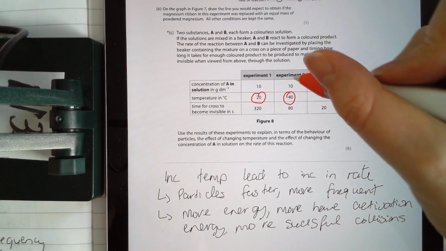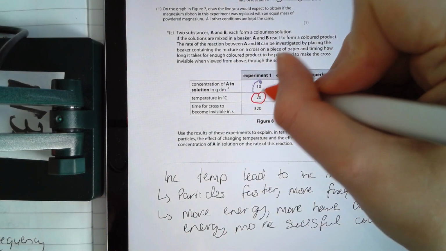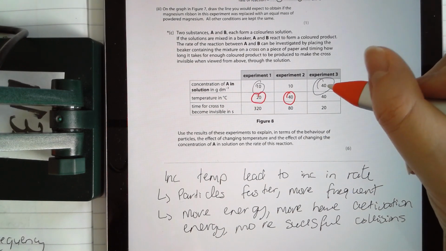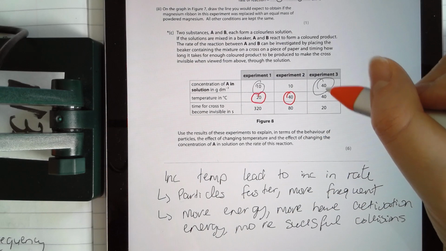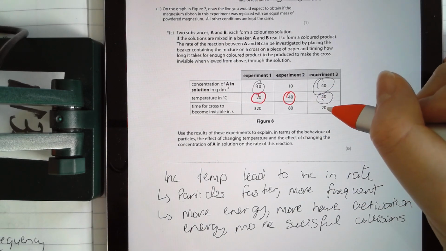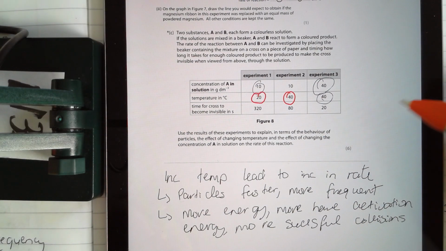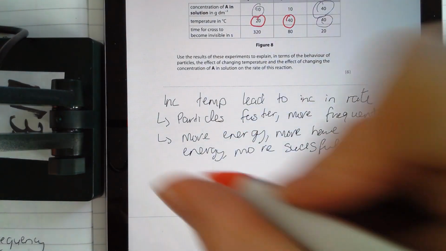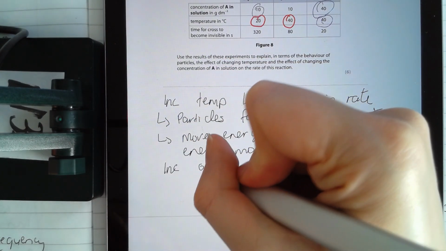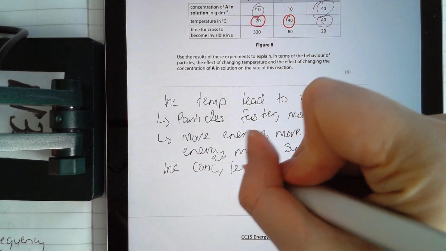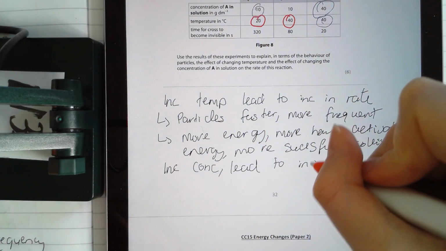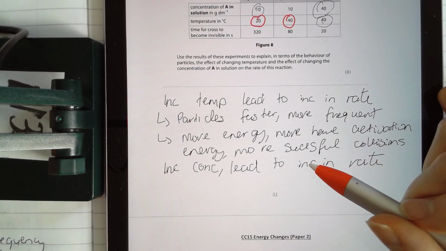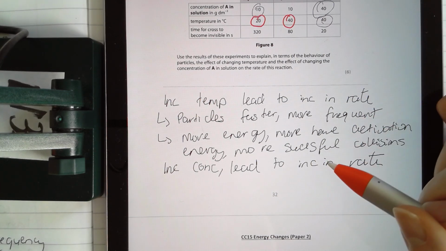1 and experiment 3, you are increasing the concentration of A. And again, if you have a higher concentration and that same high temperature, you get an even faster rate. So now you need to comment on why increasing the concentration gave you an even faster rate. So you're just going to say increase in concentration led to increase in rate. And you're just going to write that there are more particles, so there was more frequent collisions, okay?